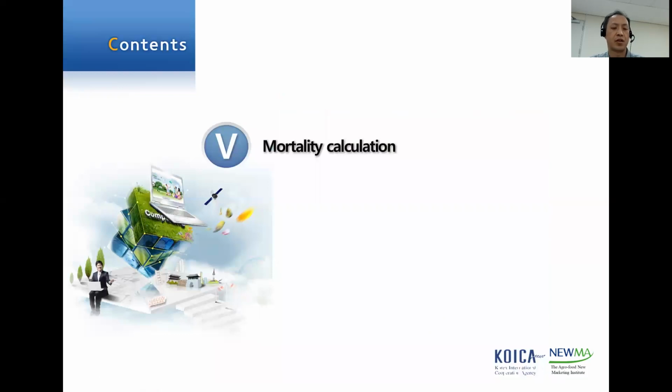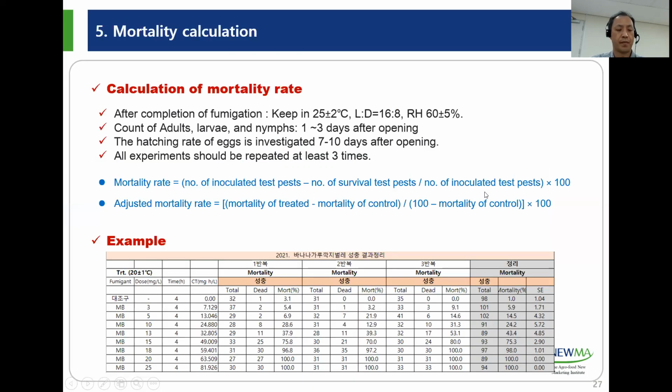The last chapter is about the calculation of mortality. After the fumigation test, incubate them at a temperature of 25 degrees Celsius and a relative humidity of 60%. Adults, larvae, and nymphs are checked for the number of dead insects from 1 to 3 days after incubation. The hatching rate of eggs is investigated 7 to 10 days after opening. All experiments should be repeated at least 3 times. Mortality rate and adjusted mortality rate are calculated with this formula.